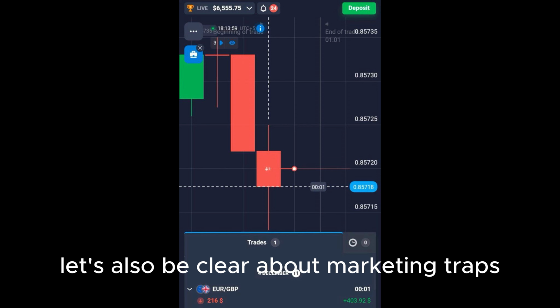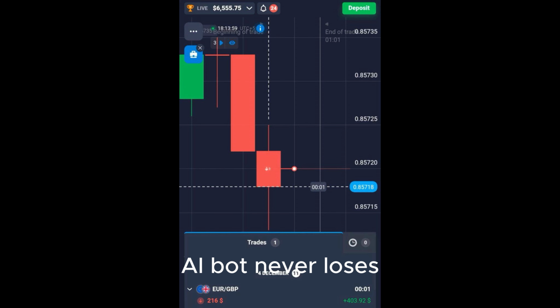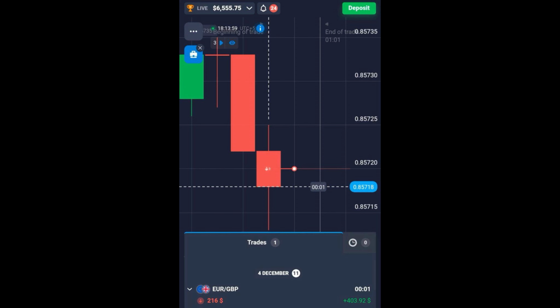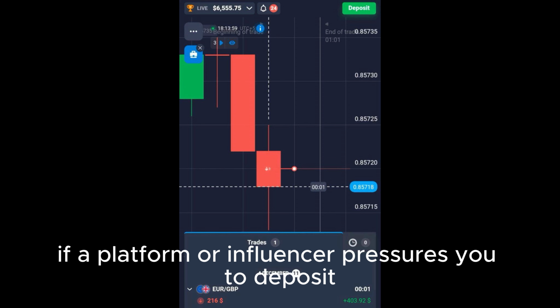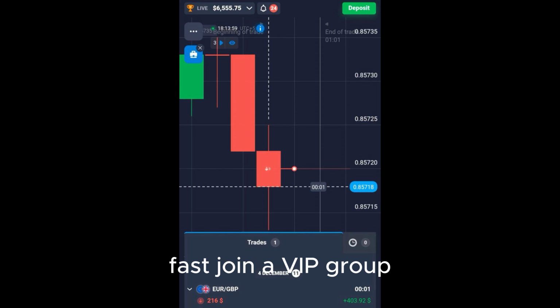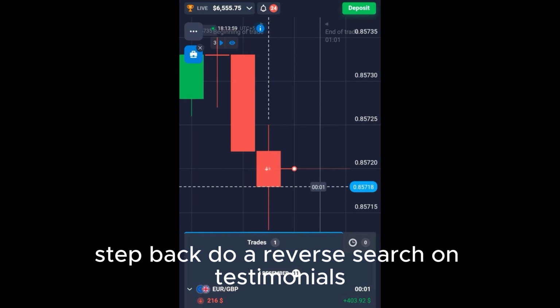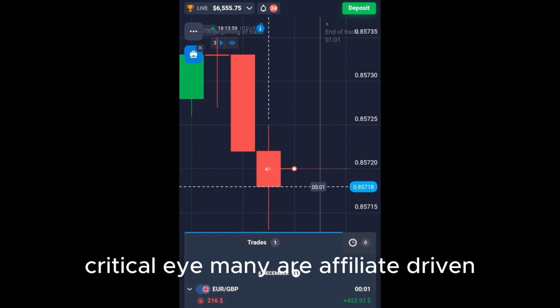Let's also be clear about marketing traps. Phrases like "guaranteed 90% returns," "AI bot never loses," or "withdrawal in seconds" are classic hooks. Real trading services never guarantee profits. If a platform or influencer pressures you to deposit fast, join a VIP group, or buy signals promising unrealistic win rates, step back. Do a reverse search on testimonials and check third-party reviews with a critical eye. Many are affiliate-driven.